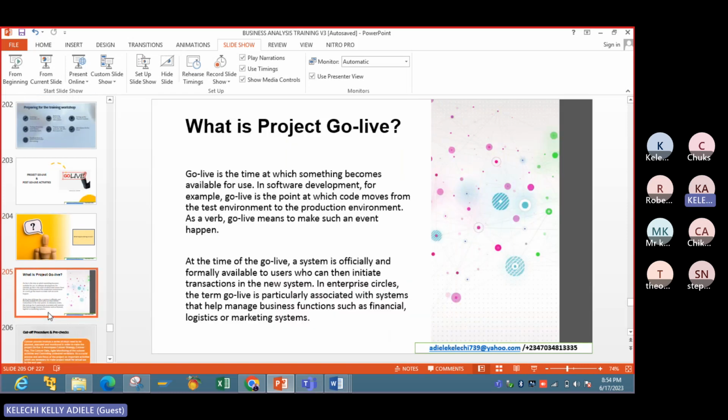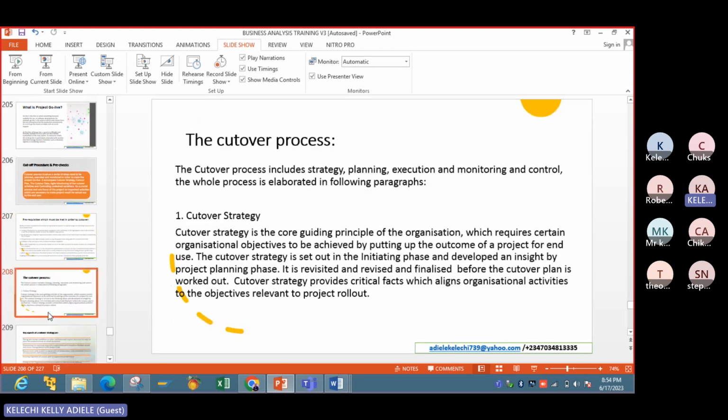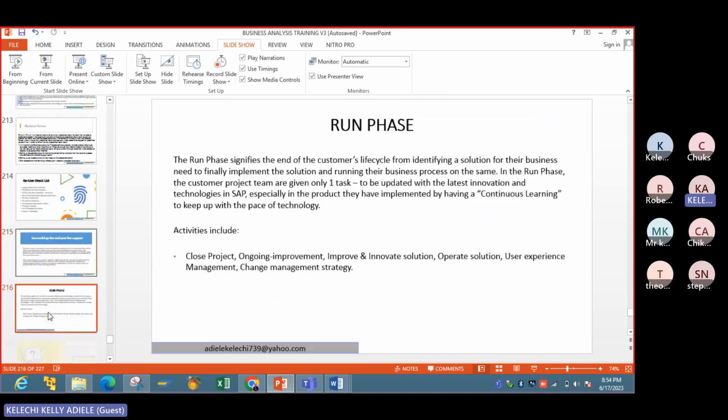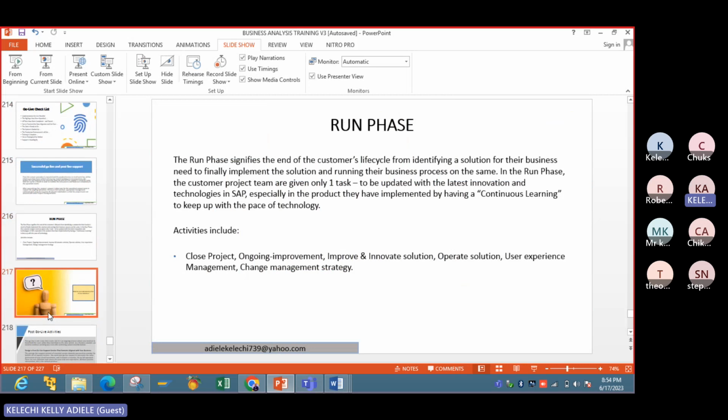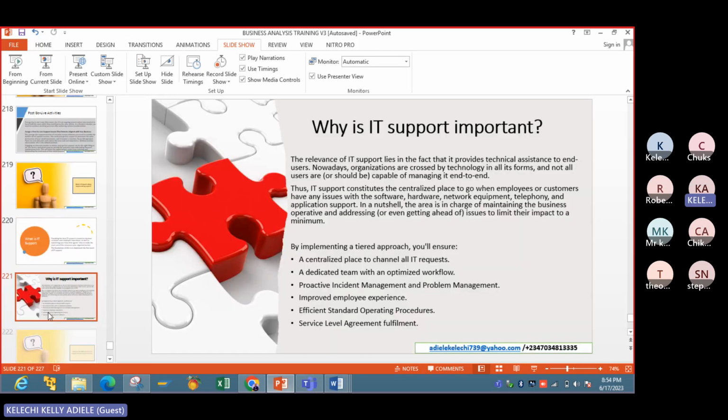What do you do pre-go live? What are the activities pre-go live? What is your role? Then what are cutover activities? Then I think the last is the run phase, which is post go live. When you go live, what is expected of you as a BA?